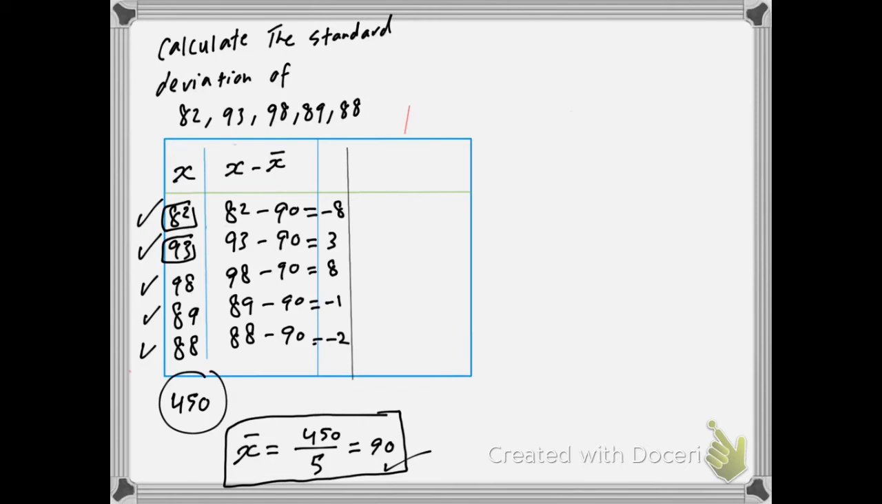Now to complete the last column, try to compute with me x minus x bar all squared. That means try to square these numbers. Negative 8 all squared, it will become 64. At the same time, 3 all squared, it will become 9. And 8 all squared, also 64. And negative 1 all squared, it will become plus 1. And negative 2 all squared, it will become just 4.